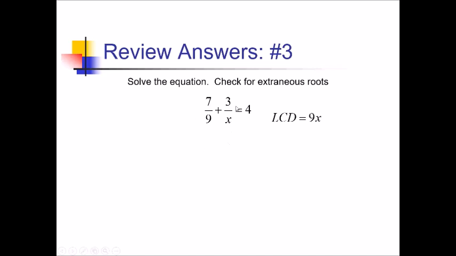By everything, I just mean the numerators. So we have 7 times a 9x up there. And we have a 3 times a 9x. And the 4 also gets multiplied by 9x. Got to do the same thing to both sides of the equation.